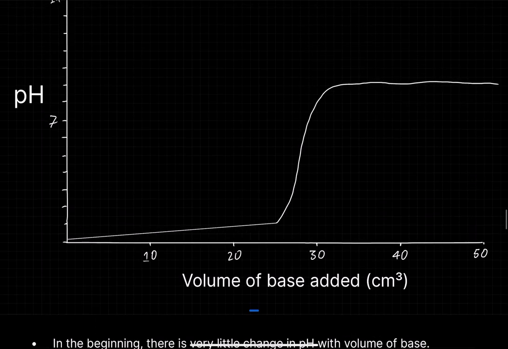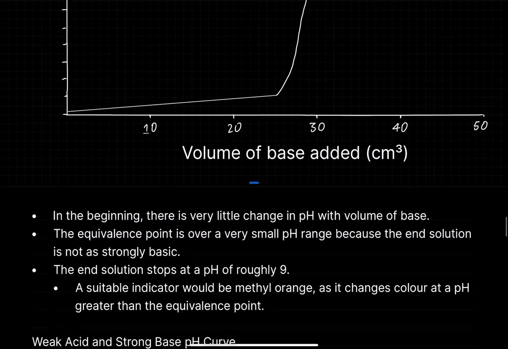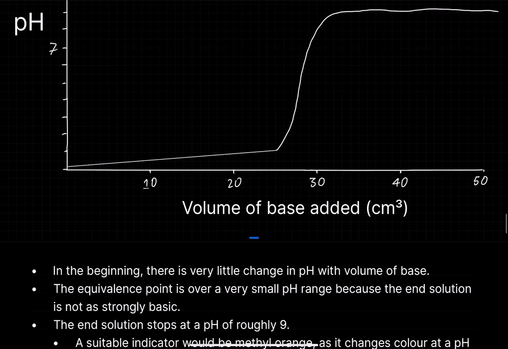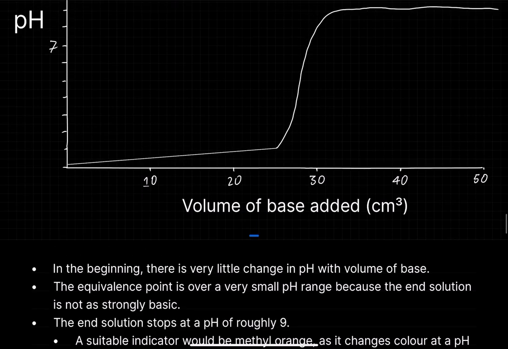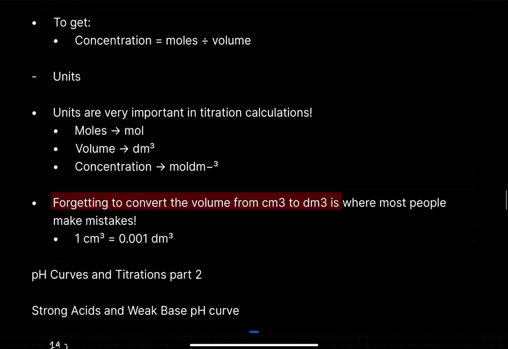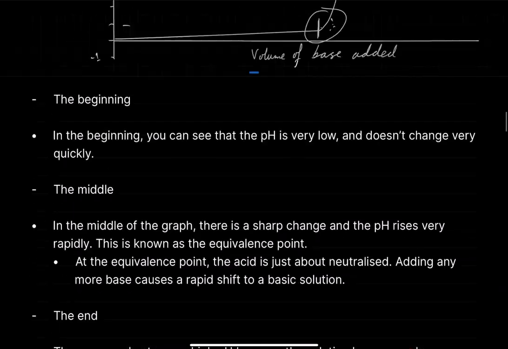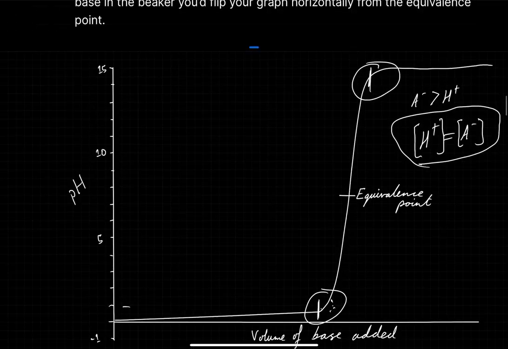And I already explained in the previous video why it behaves like that. The acid is acting as a buffer until the A minus base concentration is greater than the H plus concentration. And then the equivalence point, I explained what the equivalence point is in the previous video, so if you want to check that out. The equivalence point is over a very small pH range because the end solution is not as strongly basic. So compared to this graph, the equivalence point range is much greater.